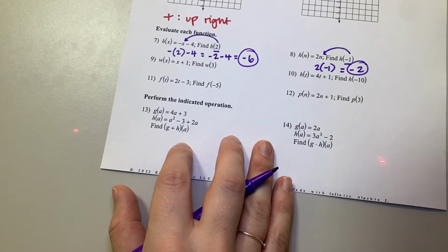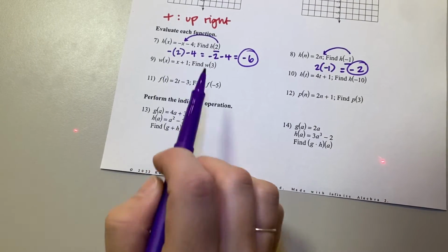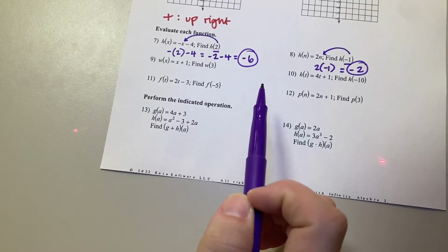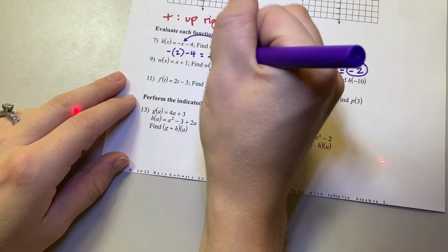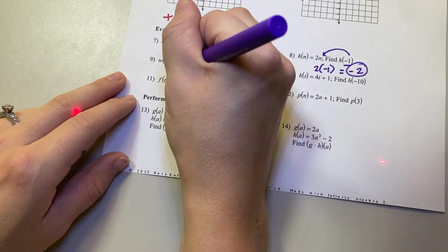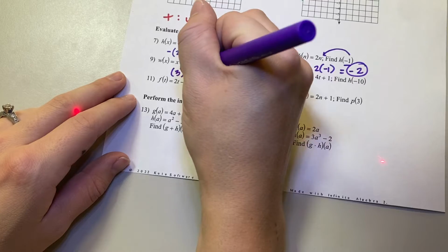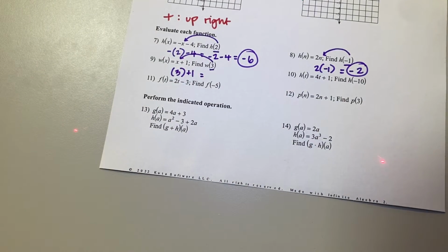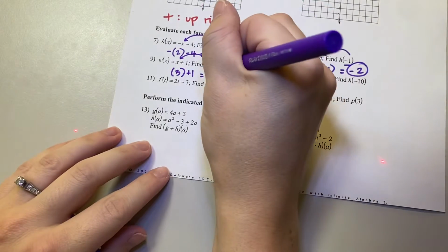Okay, there's my 9. There's my equation. What am I supposed to plug into my x spot? 3. Okay, so in my x spot I have 3 plugged in, then plus 1. What's the answer going to be? What is 3 plus 1? 4. Easy peasy.